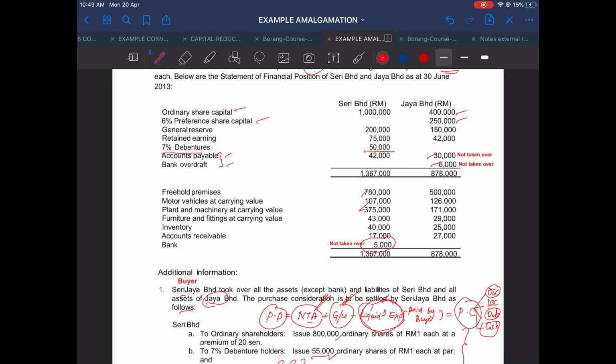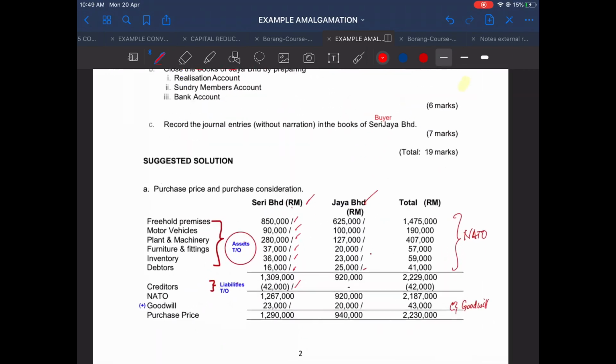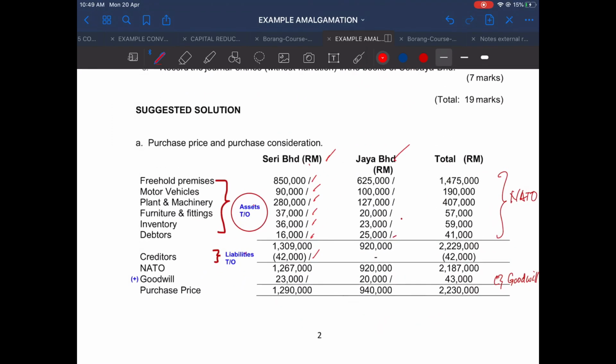The assets taken over are freehold premises, motor vehicle, plant and machinery, furniture and fittings, inventory, and account receivable. And also Sri Jaya takes over liabilities. So these are assets taken over, net assets taken over. So the net assets taken over is 1267 plus goodwill. So you get purchase price equals 1290. This is for Sri Berhad.